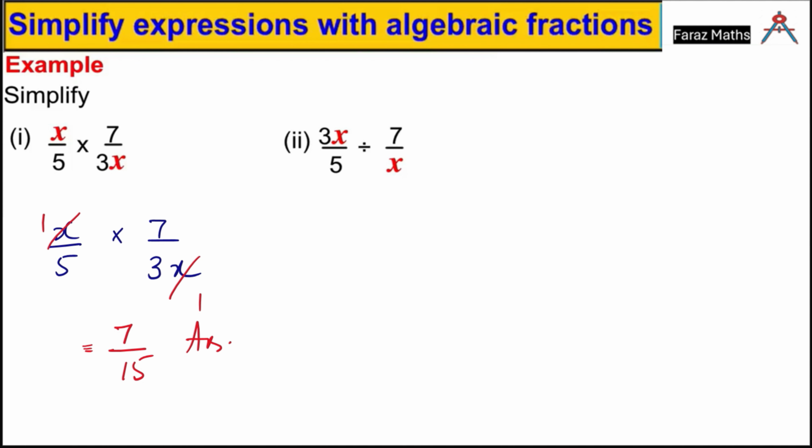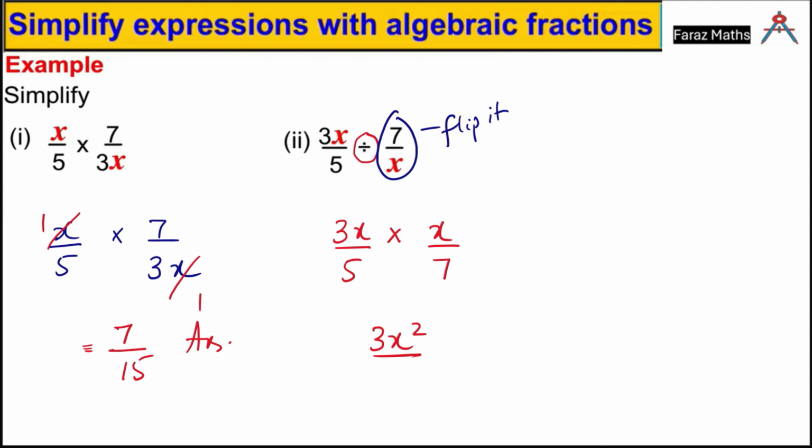Okay, the next one: 3x over 5 divided by 7 over x. Whenever we have a divide sign between fractions, you have to change it into multiply and then flip the second fraction, so it would be x over 7. Now you can simply do 3x times x is 3x squared over 35, and that's our answer.